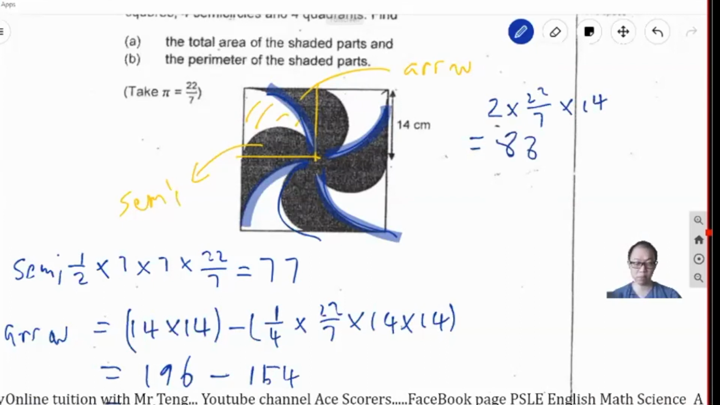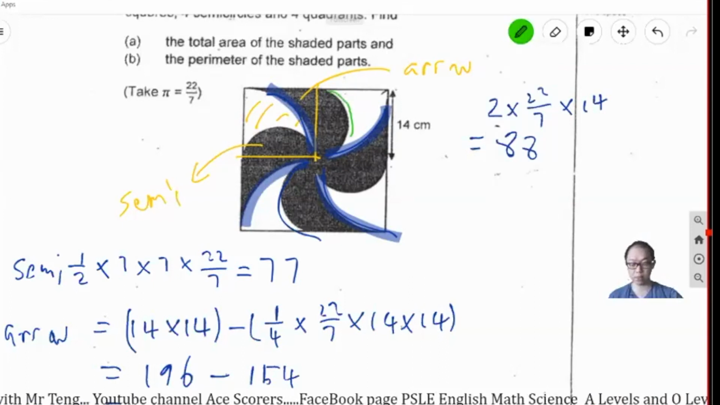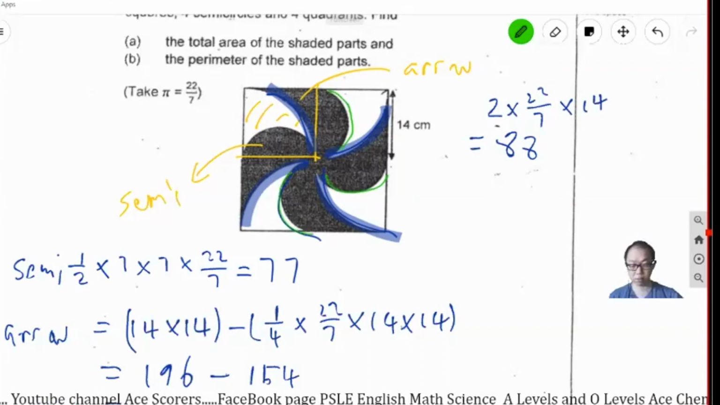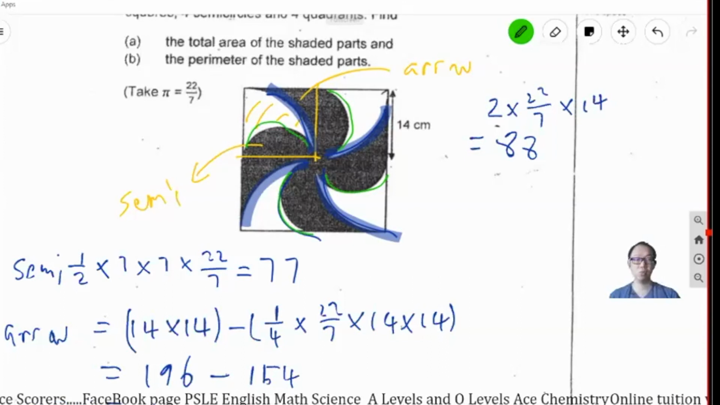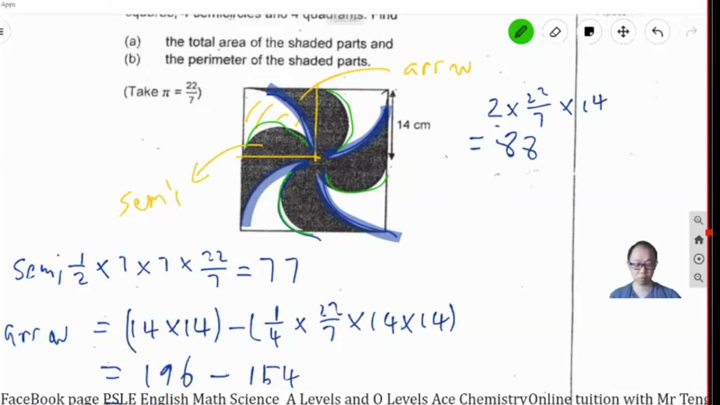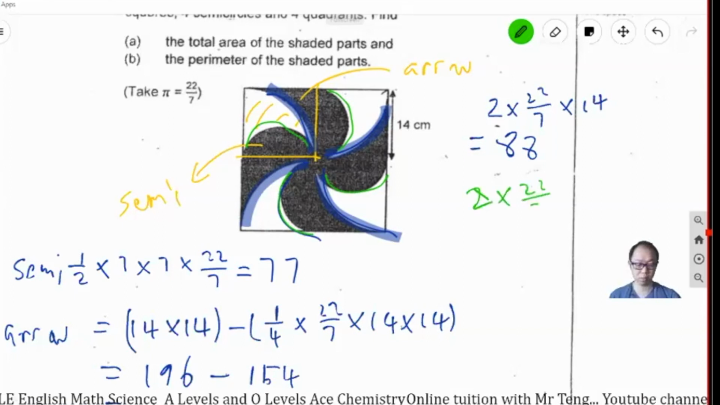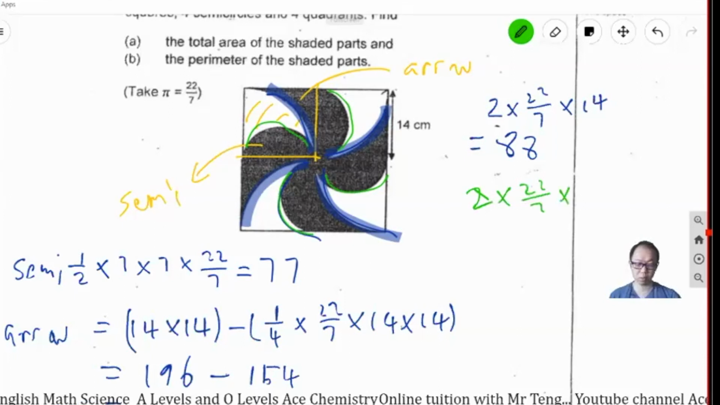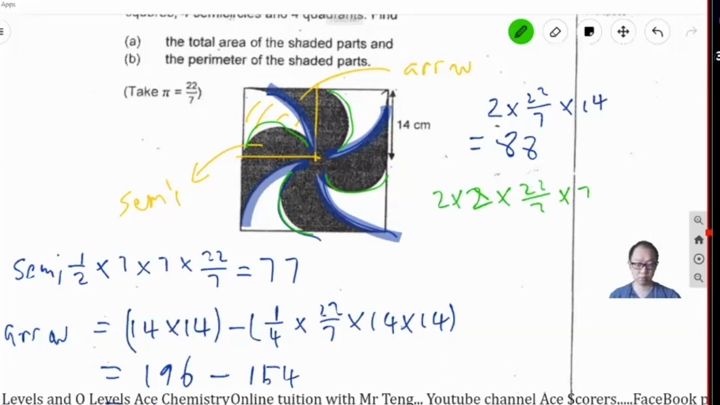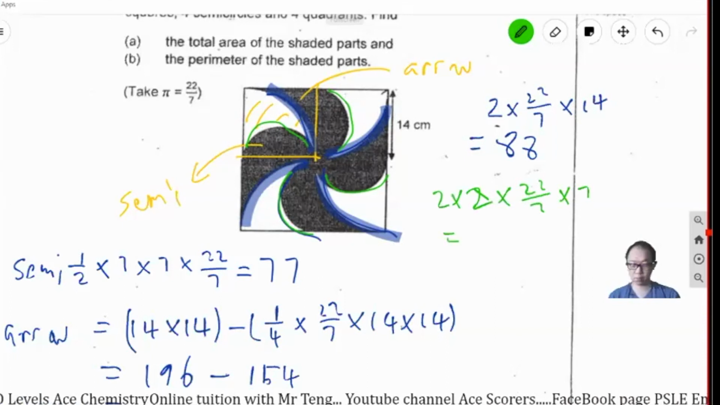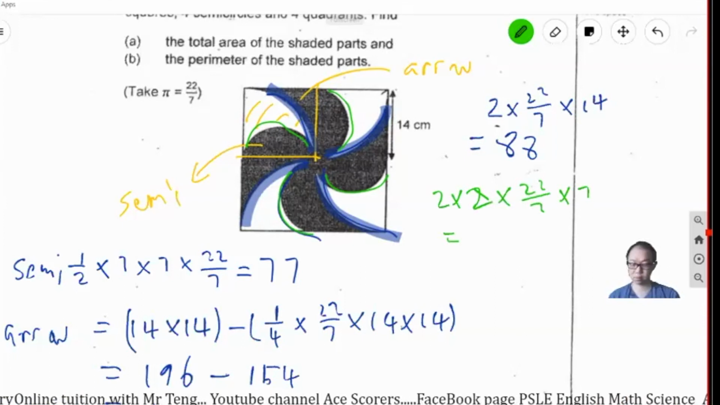Okay, next we got the semicircle, green color, right? So 1, 2, 3, 4. 4 semicircles make 2 circles. So it's 2 times pi times r. Now the radius is 7. I gotta times 2. So I get 4 times 22, I got 88 again.